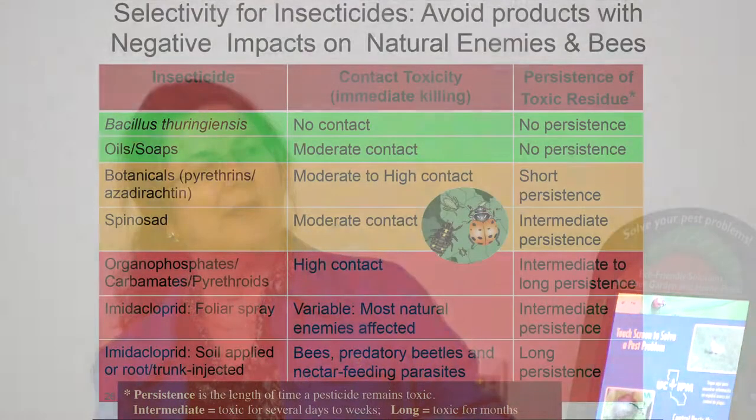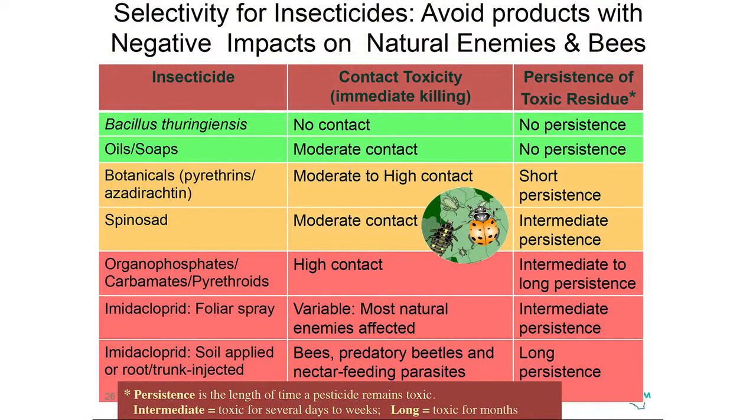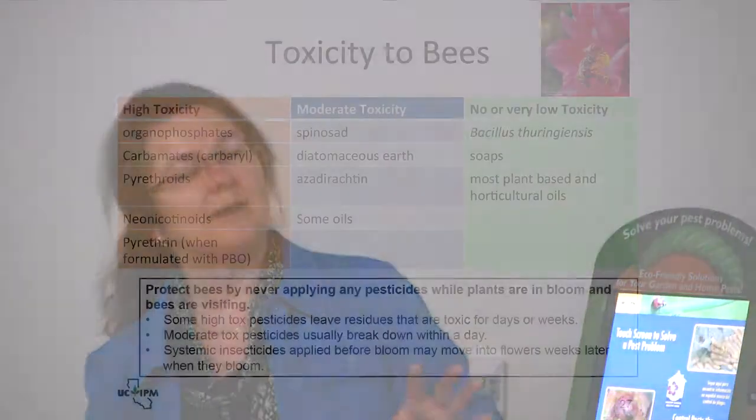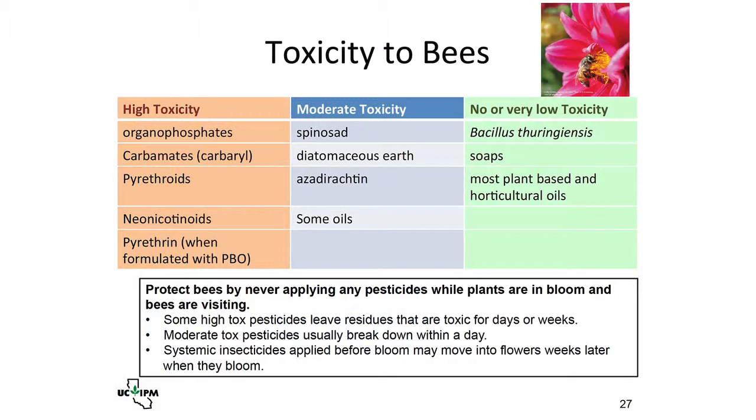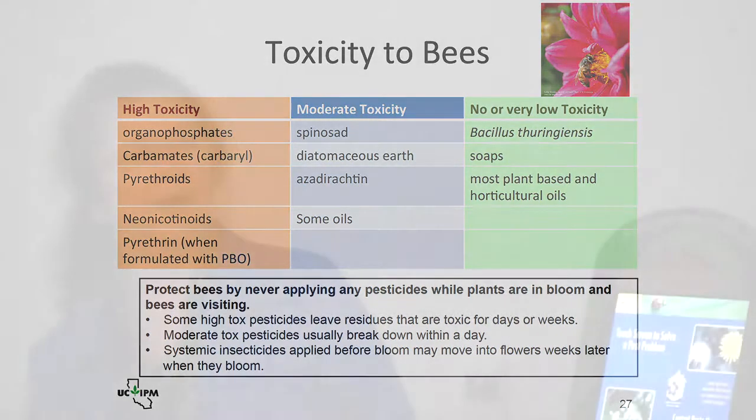And I've already talked about the toxicity to natural enemies and bees of all these types of products. So this is just sort of a repeat of the same type, but you might want to take a look at it on your handout later. And again, the toxicity to bees is pretty similar to natural enemies. The organophosphates, carbamates, pyrethroids, and neonicotinoids, and pyrethrin when formulated with PBO are highly toxic to bees. The lower toxicity materials are BT, soaps and most oils.